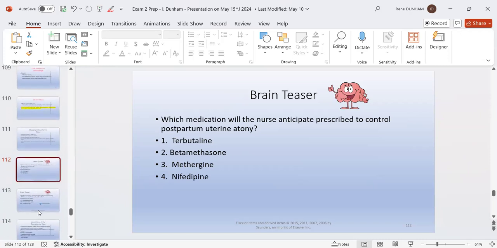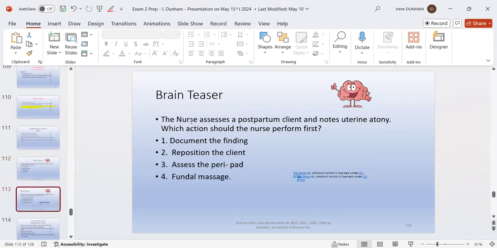Okay? Good deal. How about another brain teaser? The nurse assesses a postpartum client and notices uterine atony. Okay, another one. So which action should the nurse perform first?